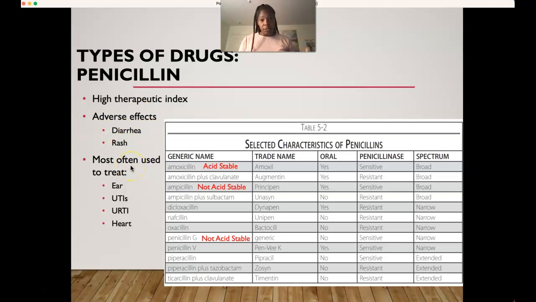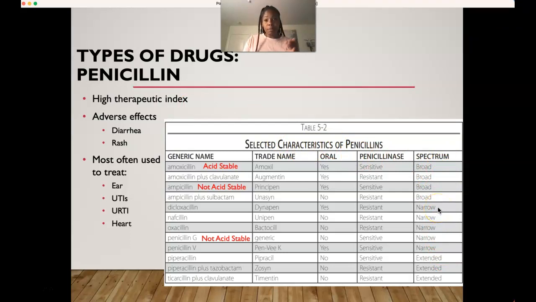Most often your penicillin group is going to be used to treat mostly ear infections. They're going to be used to treat upper respiratory tract infections. The UTI would be urinary tract infections, and then heart infections as well. So we can see why it's more heavily prescribed. These are common things that we see oftentimes. And then also because it has that high therapeutic index, we're not really concerned that the patient is going to develop any really high adverse side effects, right? So let's talk spectrum first, right?